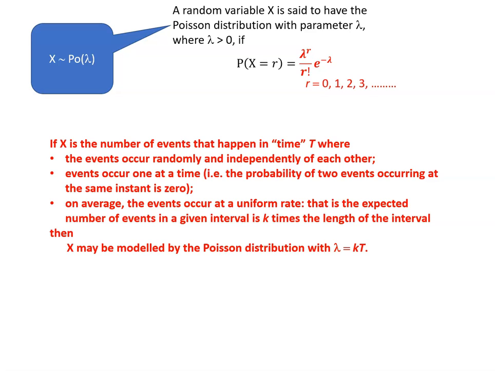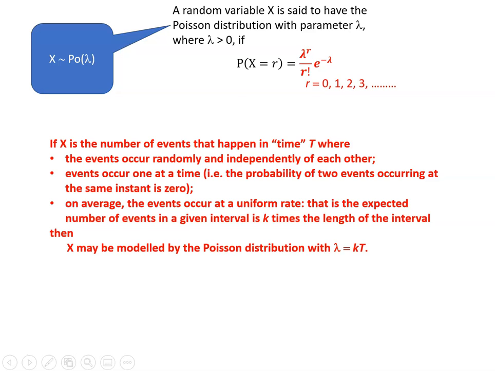So if x is the number of events that happen in time t, and the events occur randomly and independently of each other, they occur one at a time, and on average the events occur at a uniform rate, that is, the expected number of events in a given interval is k times the length of the interval, then we may model x by the Poisson distribution with lambda equals k times t.